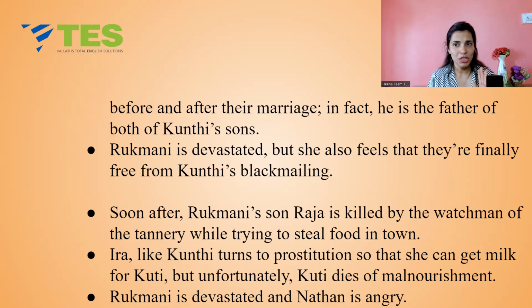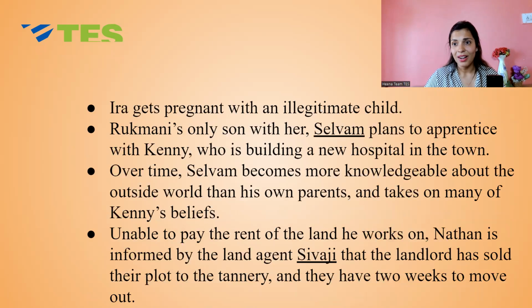Raja dead, Kuti dead. Ira a prostitute, the three other sons gone. Rukmani is devastated. Nathan is angry. Ira gets pregnant out of wedlock, from her profession. She's pregnant with an illegitimate child. And Rukmani's only son, now with her, Selvam, plans to apprentice with Kenny, who is building a new hospital in the town. And over time, Selvam becomes more knowledgeable than his parents and takes on so many of Kenny's beliefs.